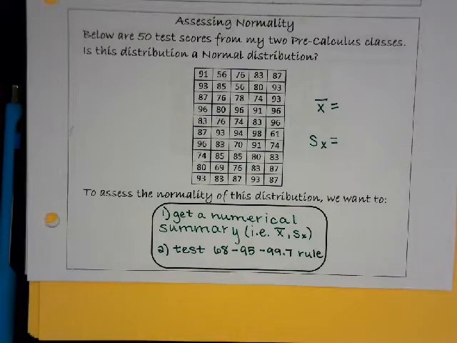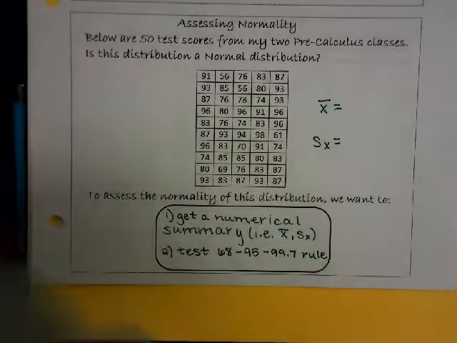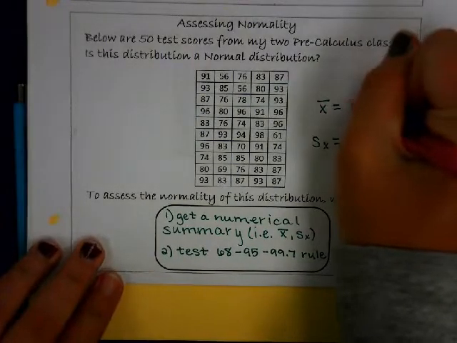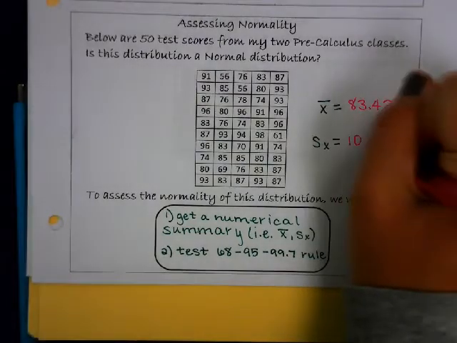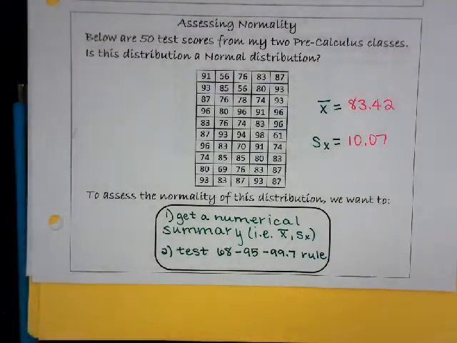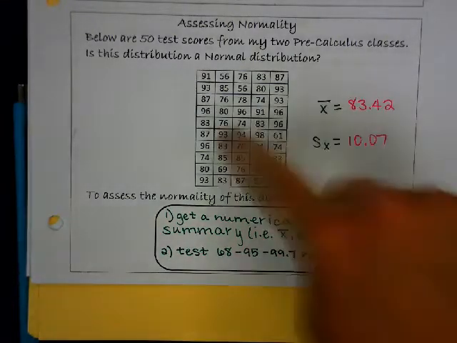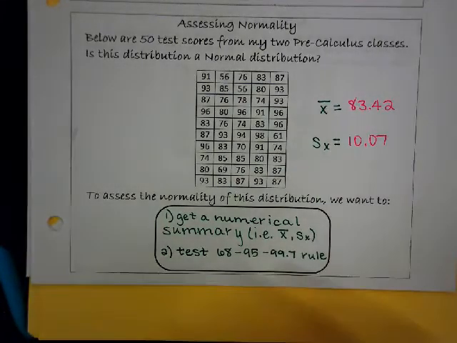All right, what's our average? 83.42. What's the standard deviation? 10.07. At first I was thinking we'd have to flip back through, but we should be able to use the list in our calculator so we don't have to flip back through. So, now that we have our numerical summary, we're going to test this rule, and we're going to do that on this page.